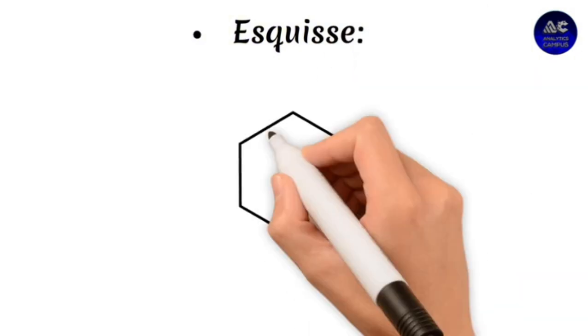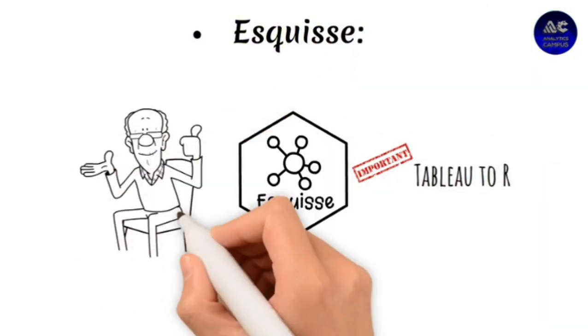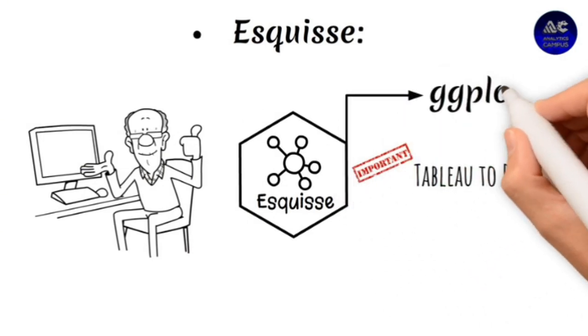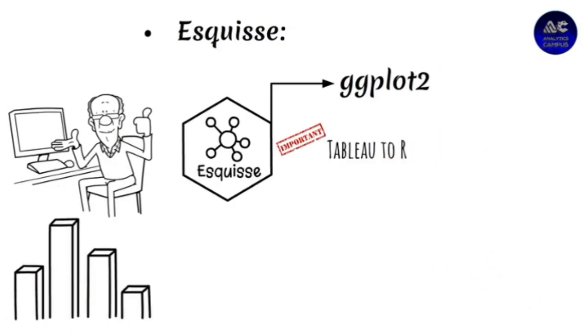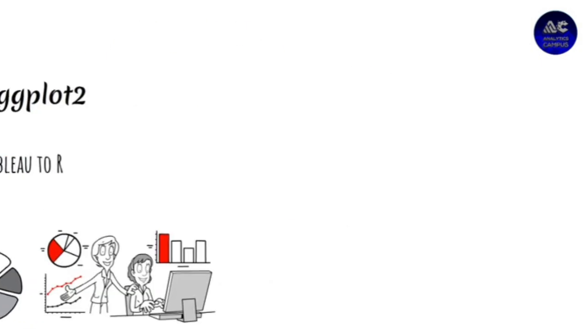Esquisse. This package has brought the most important feature of Tableau to R. Just drag and drop and get your visualization done in minutes. This is actually an enhancement to ggplot2. It allows us to draw bar graphs, curves, scatter plots, histograms, then export the graph or retrieve the code generating the graph.